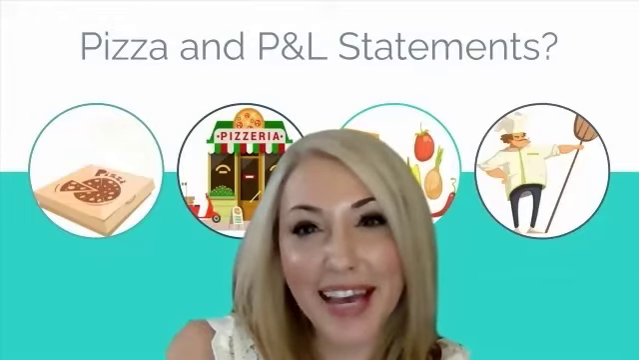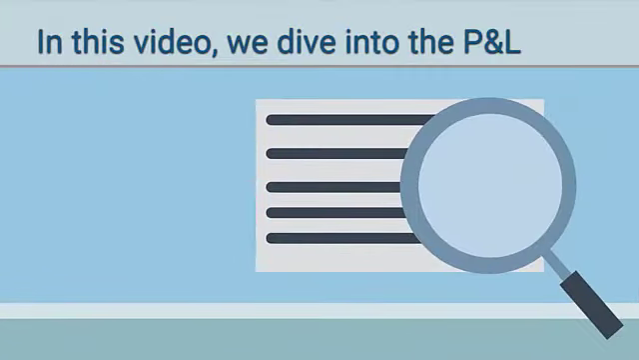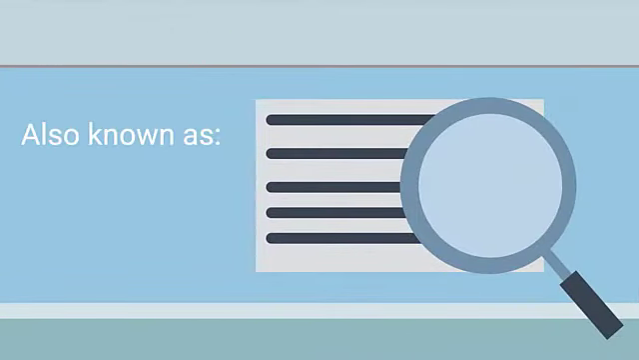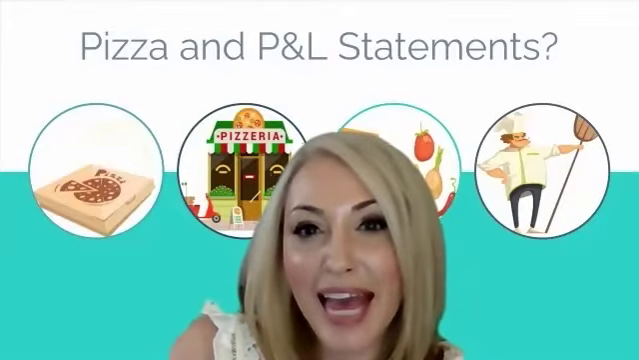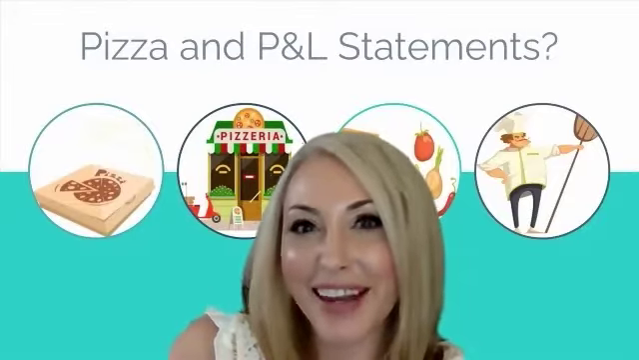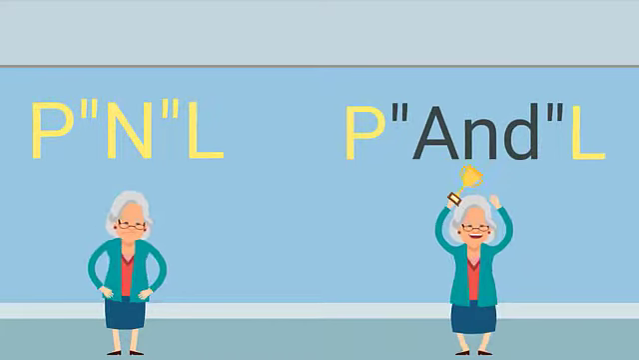Let's talk pizza and P&L statements. So P&L statement is your profit and loss statement. You might have also heard it called an income statement or a statement of financial performance, or you might have heard the misconception that it's called a P-and-L statement, which is actually incorrect. It's P and L. It just happens to sound that way.